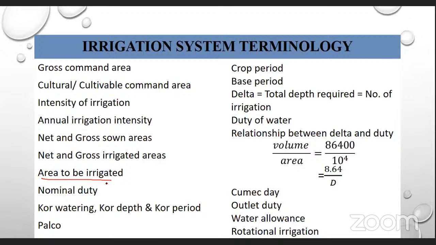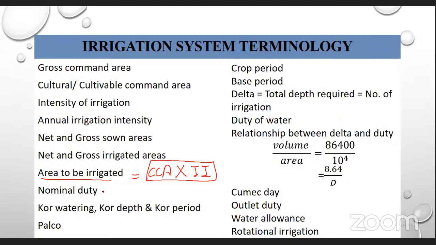This area to be irrigated means the proposed area, how much area we have proposed for the irrigation at any one time. In one time how much area we have to irrigate, we usually decide it previously, and that is known as the area to be irrigated. And this can be calculated as the culturable command area into intensity of irrigation.